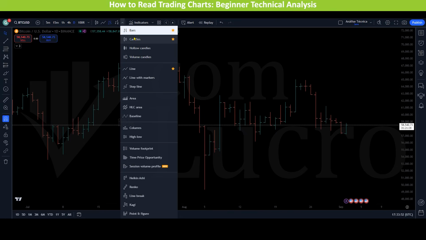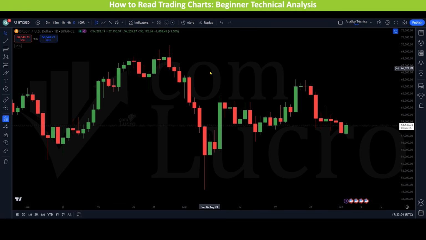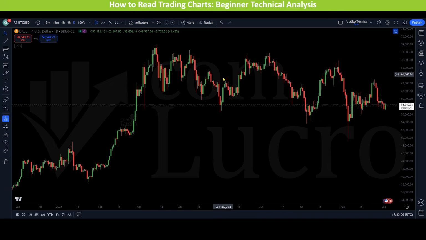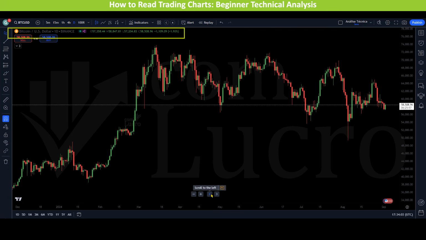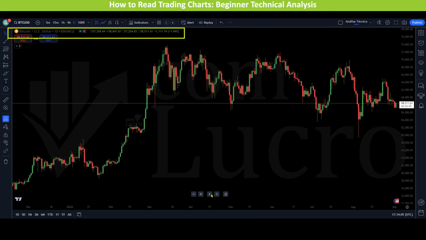Finally, let's explore the candlestick chart, one of the most popular chart types among traders. I will switch to it now. Each candle on the chart represents the same four pieces of data as the bar chart: open, high, low, and close.